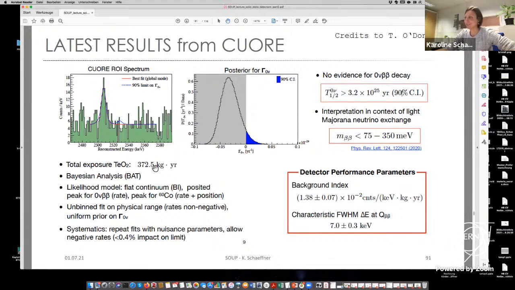Of course, they continued running, and I know that since a couple of weeks, I think, they arrived at 1 ton year. Soon there will also be a new release of data. Maybe I should also say something about the background budget, because we can compare it to the other experiments I will tell you about. It is in the region of 10 to the minus 2 counts per kilogram and year. And here is the energy resolution they achieved. They were aiming for 5 and arrived at 7.